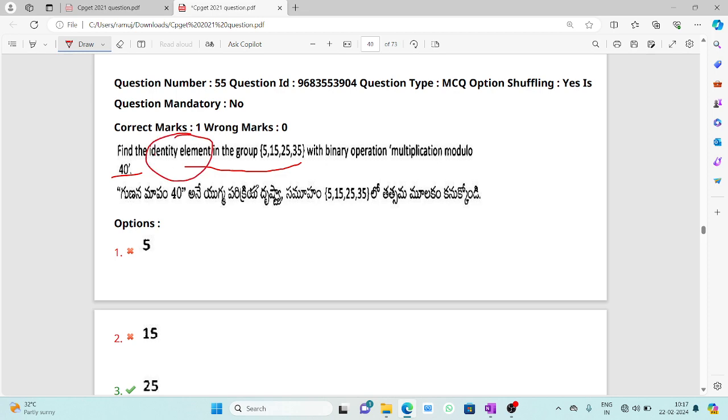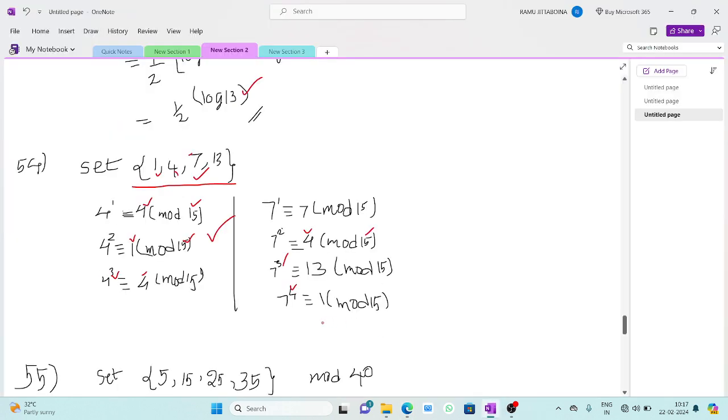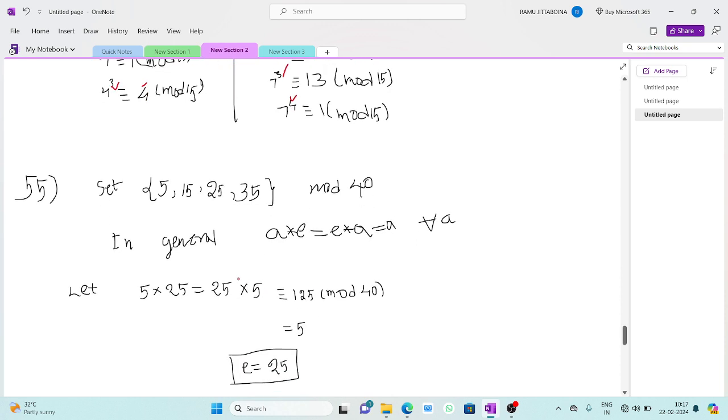So we know that when we say the element is identity, in general we say that whenever there is a binary operation, A star E is equal to E star A, which equals A for every A, then we say that this E is an identity element.